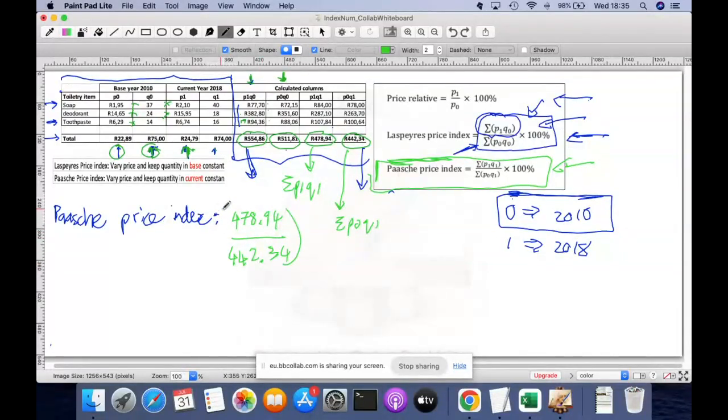442.34. I like to bracket it, and then you multiply by 100% times 100%. If you work that out, you get a value of 108.27. It's pretty similar to what we had in the previous problem, but not exact. There are times where they can be the same, but not always. I just keep a note of that. So now we worked it out. It's 108.27, and we need to interpret it.